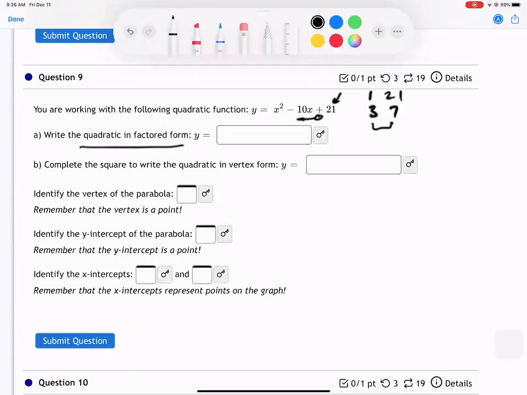They do, so we have our values already that we know we have to use. We have to use 3 and 7, and they're both going to be minus, because negative times negative is a positive 21, and negative 3 plus negative 7 is negative 10.